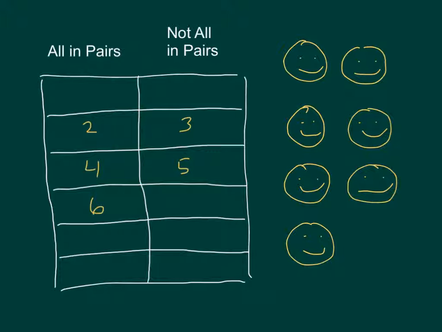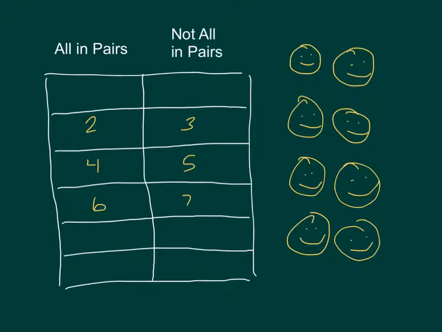How about the number 7? I'm noticing that 7 has 3 pairs, but 1 is left over or left on its own. So 7 is not all in pairs. Are you noticing a pattern? How about the number 8? For the number 8, I see 4 pairs. So 8 would go on this part of the table. It is all in pairs.